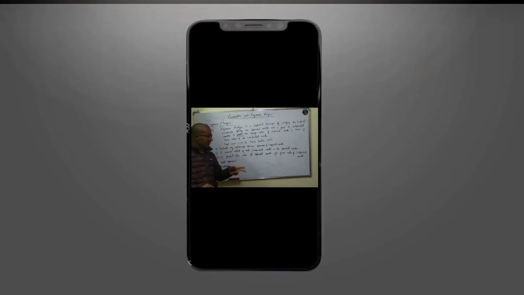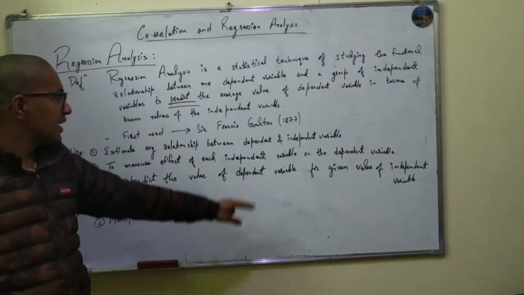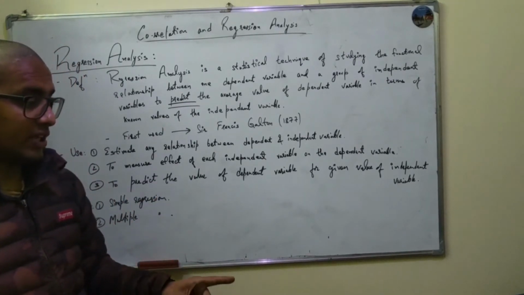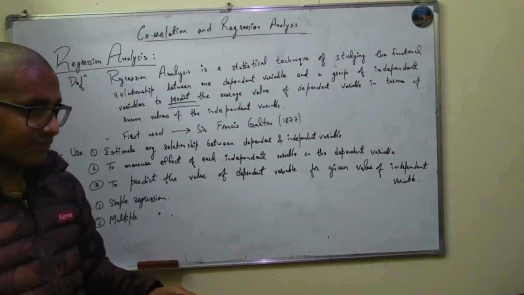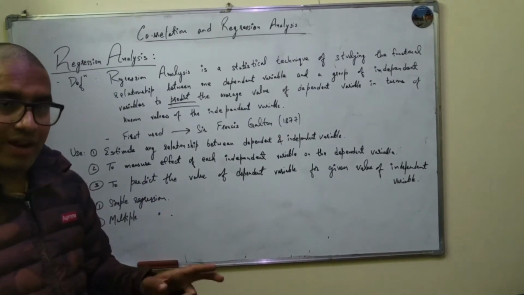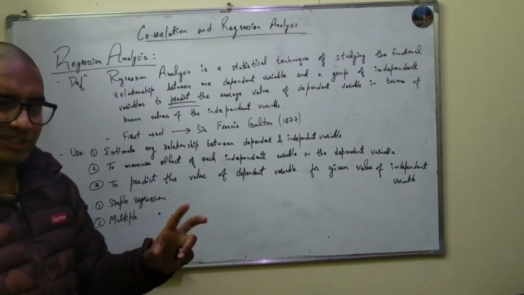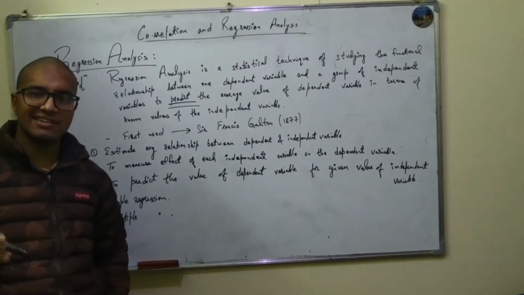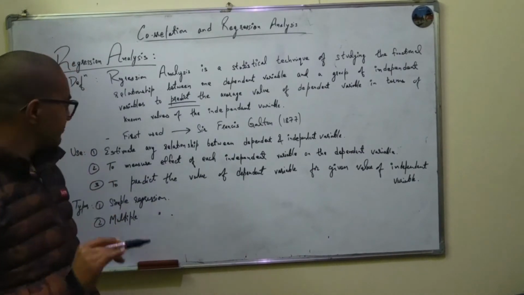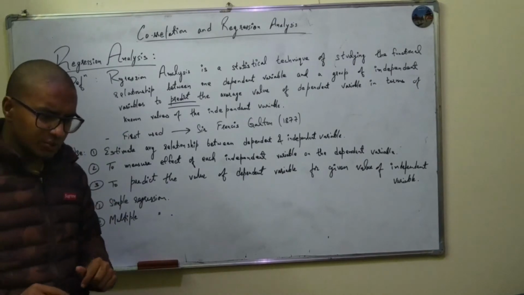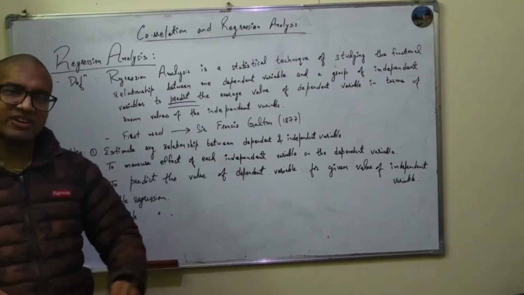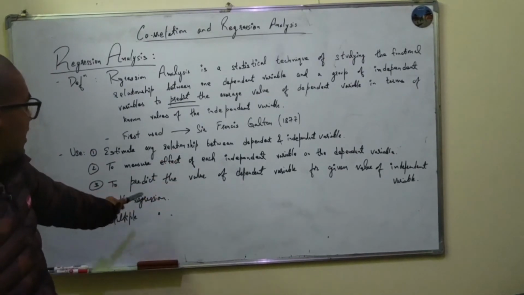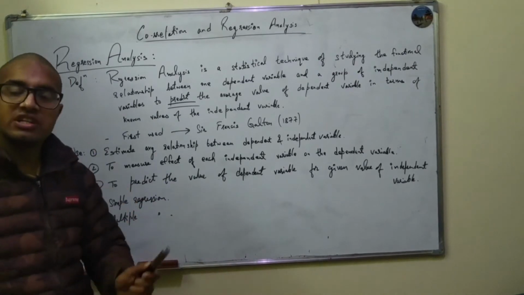When was it first used? It was used by Sir Francis Galton in 1877, so nearly 145 years ago. Sir Francis Galton first used the term. So what is its use? Its use is to estimate the average relationship between dependent and independent variables, and then to measure the effect of each independent variable.